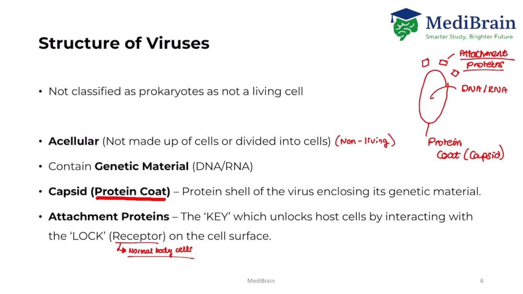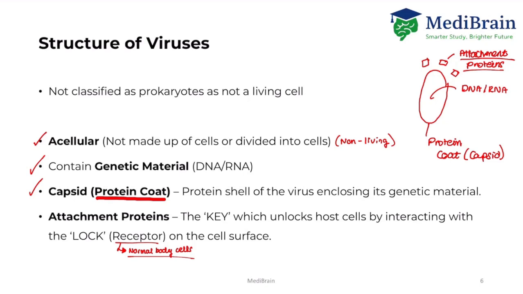So that's the structure of viruses. Key things, it's acellular, which means that it's not made out of any cells, it is non-living, and contains genetic material, either DNA or RNA. How is the genetic material going to be protected? It will need something to be protected, and that's what the capsid does. The capsid is the protein shell of the virus enclosing its genetic material.